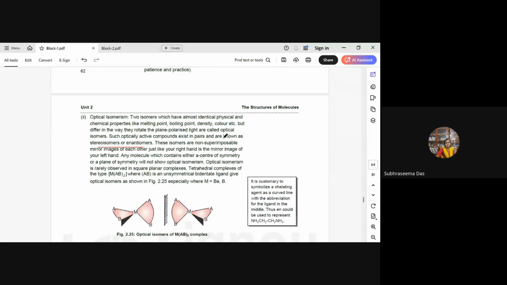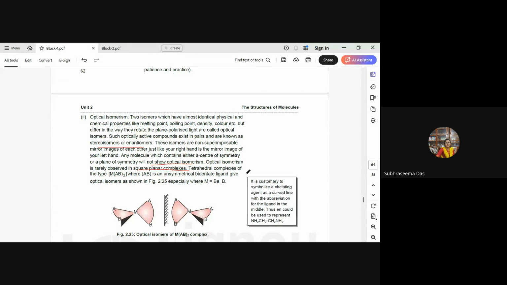These isomers are non-superimposable mirror images of each other. Like our right hand is the mirror image of our left hand. So how will we know whether a molecule is optically active or not? One way is to find out the chiral center, or check for the center of symmetry. Any molecule which contains a center of symmetry or plane of symmetry will not show optical isomerism. So optical isomerism is observed very rarely in square planar complexes. Why? Because they contain a plane of symmetry and a center of symmetry.